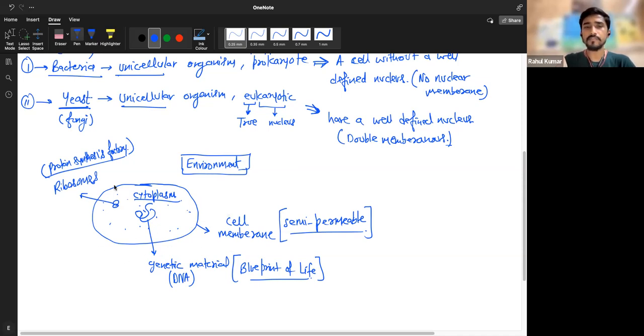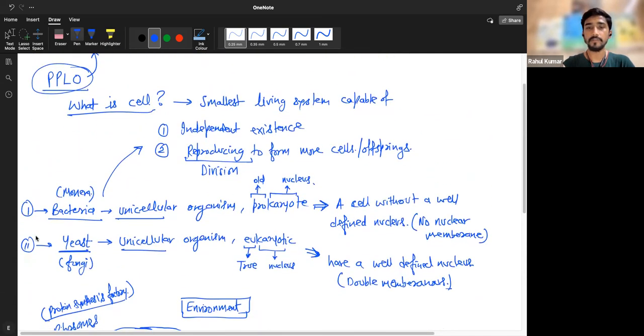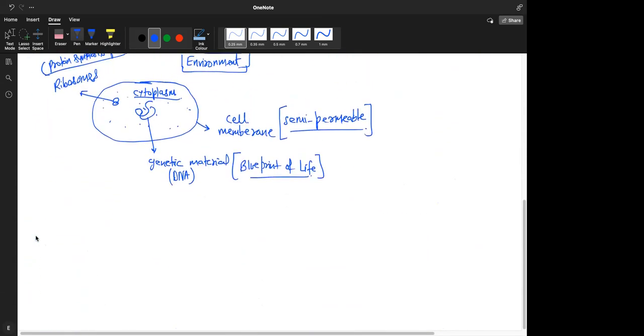So these are the basic fundamentals. These should be there for any life form to exist, right? That's why the smallest thing that can survive on its own is a cell. You understand? It cannot be a protein. It cannot be any other molecule. It has to be a cell. Okay, Iram? You have noted down everything till now? Yes, yes. Okay.